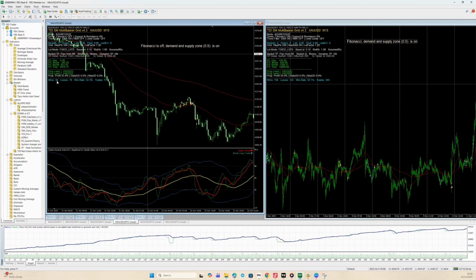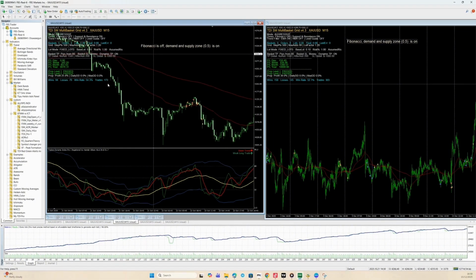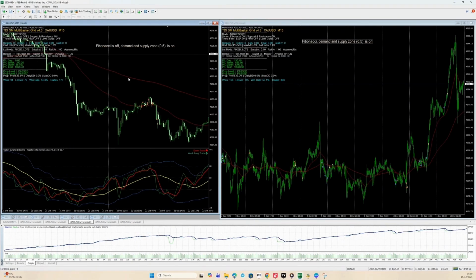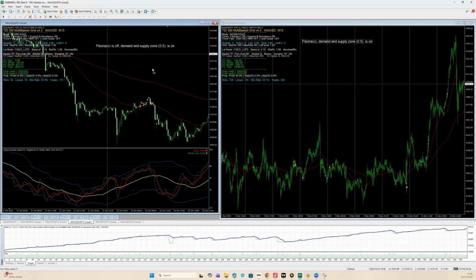And then you can see the total win, 94, you can see total loss, you can see the win rate, you can see the total trade. Now, the reason why I decided to split my screen in this case is so that you can see the difference between the settings here and the settings here.